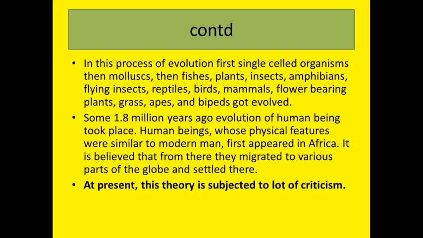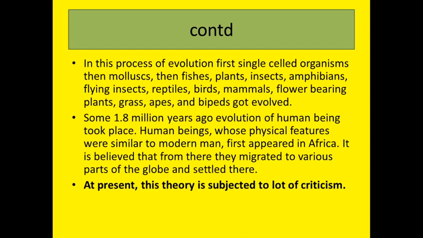In this process of evolution, first single-celled organism, then molluscs, then fishes, plants, insects, amphibians, flying insects, reptiles, birds, mammals, flower-bearing plants, grass, apes, and bipeds got evolved. Some 1.8 million years ago, evolution of human beings took place.